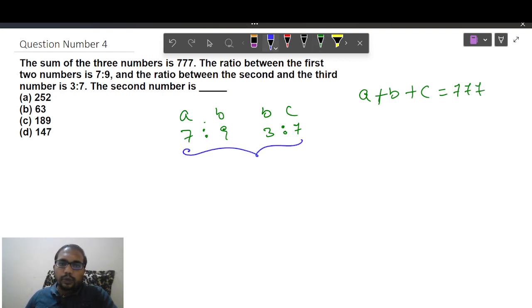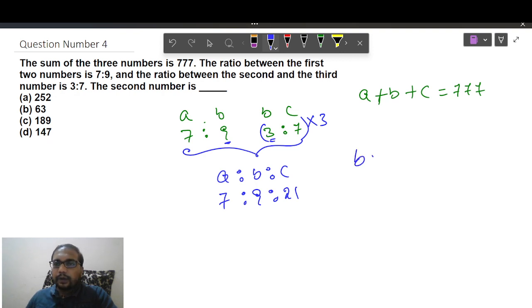Now by using these two, can we combine A, B and C? Yes. What you have to do? Multiply by 3. Why? Because it should be 9. Then 3 3s are 9. 7 is to 9 is to 7 3s are 21. What is the second number? B value they are asking.